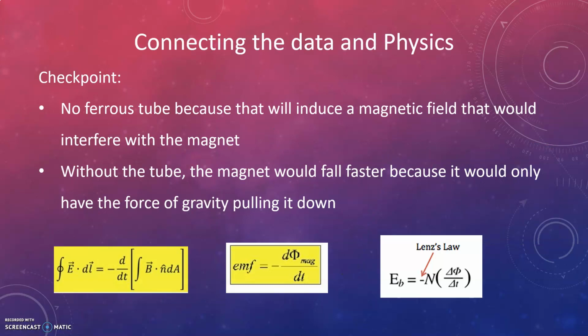So, connecting the data into physics, we did not use a ferrous tube because that would have induced another magnetic field that would have interfered with the magnet, and there would have been another variable to account for. And without the foil tube, the magnet would simply fall faster because it's just the force of gravity pulling it straight down.